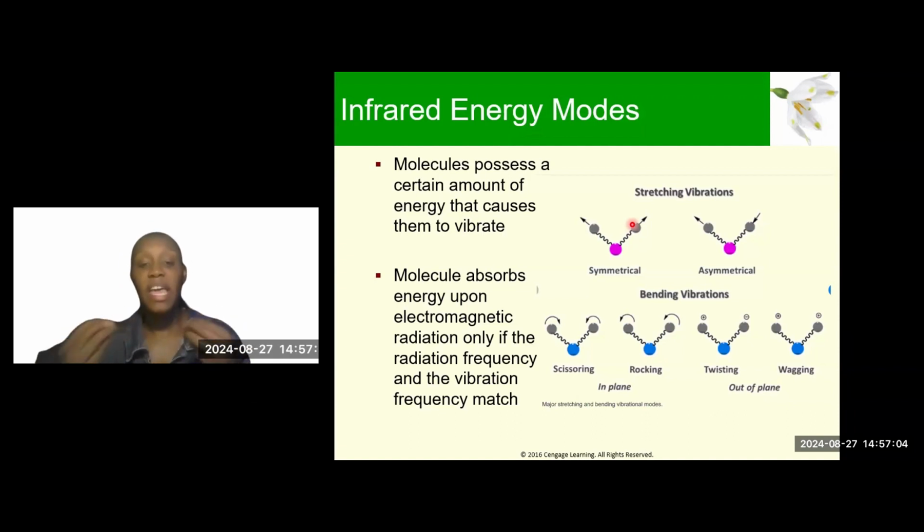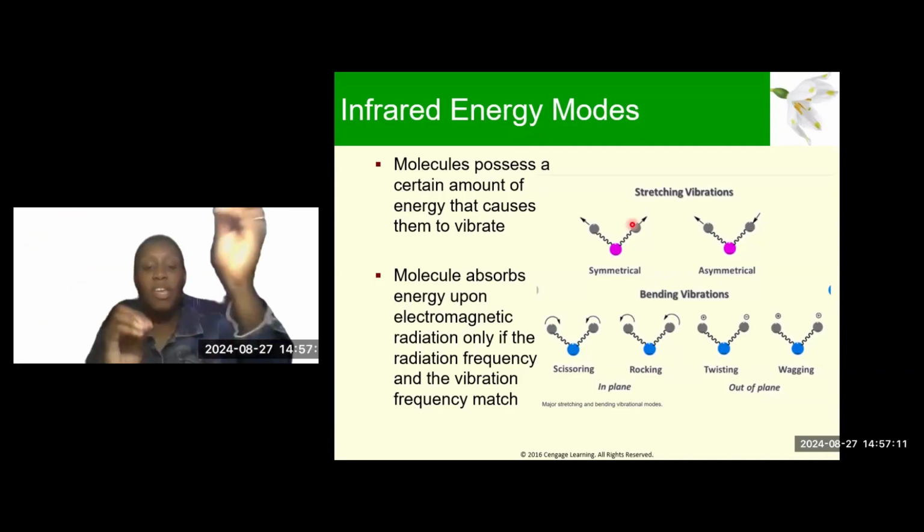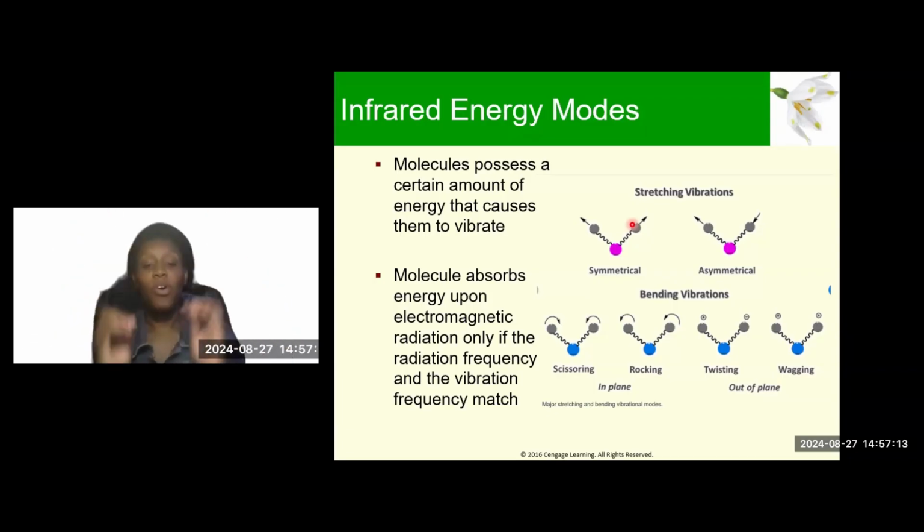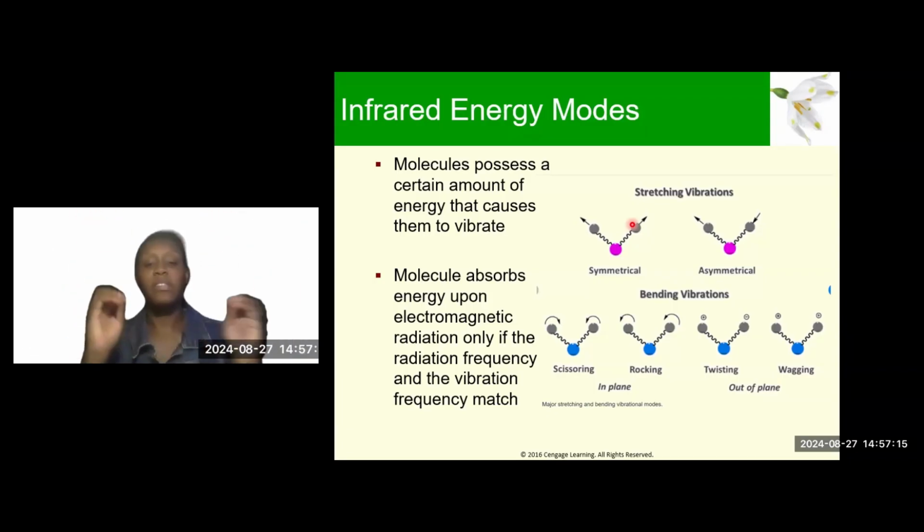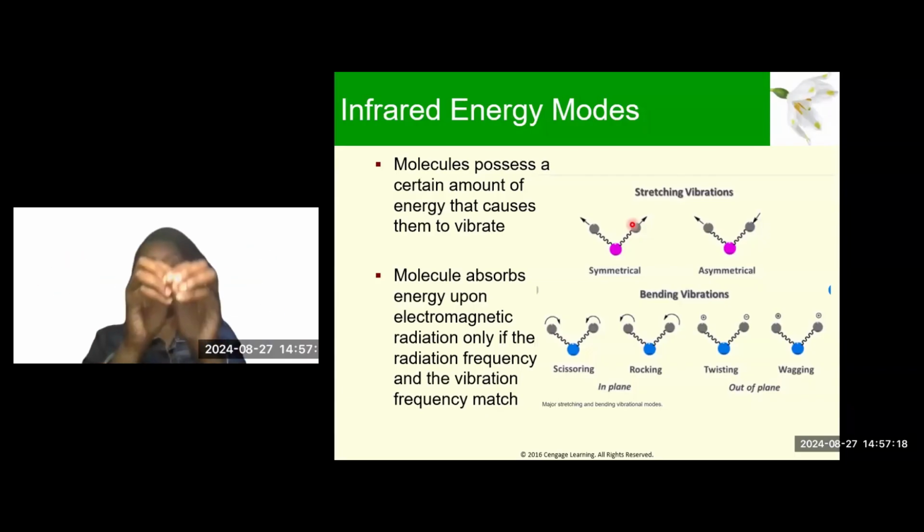So you can have stretching and you can have bending. Now, an atom can stretch and bend at the same time as well. They can be doing different things at the same time, like stretching while they're scissoring. So you can do them at the same time. But these modes absorb at certain wavelengths based on the matching frequencies.